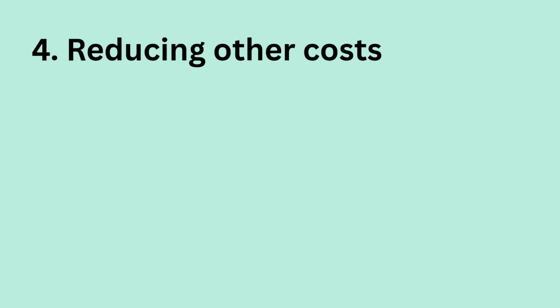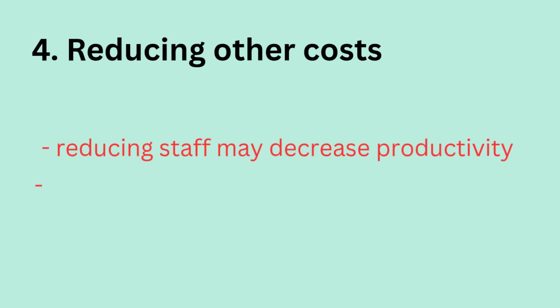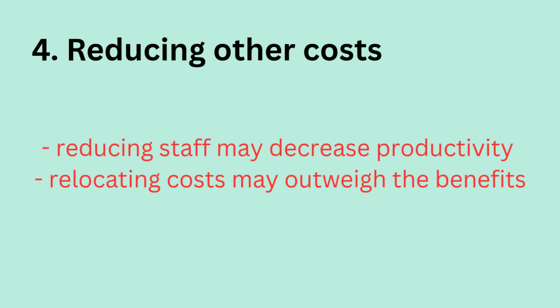And finally, number 4. Reducing other expenses. This may be done by reducing staff or relocating to cheaper premises. The downside: reducing staff may lead to a decrease in productivity, and relocating cost can be very high, which may outweigh the benefits of relocating.